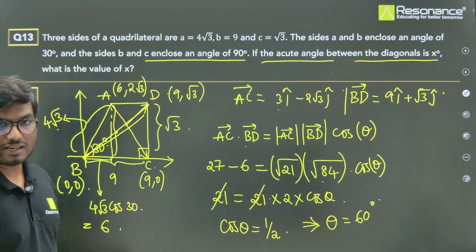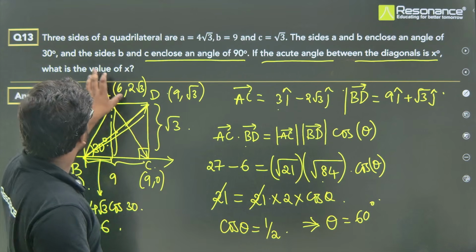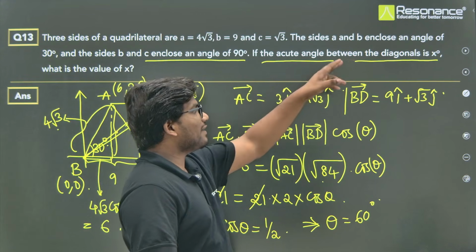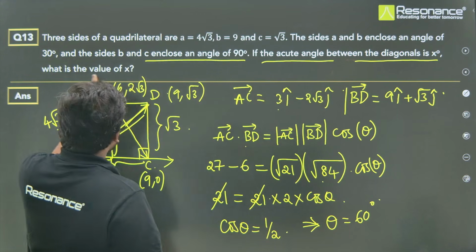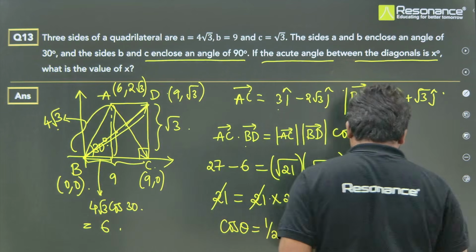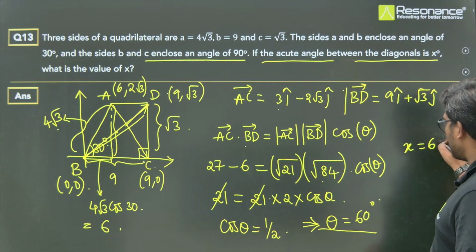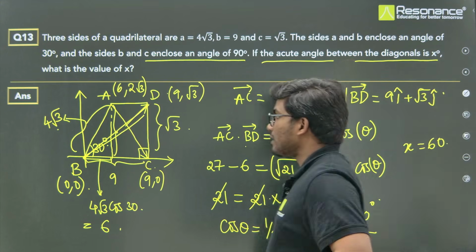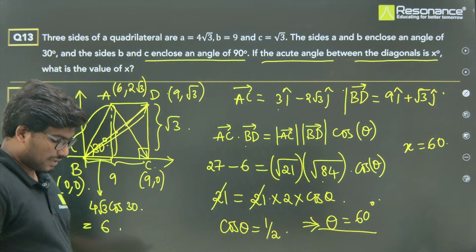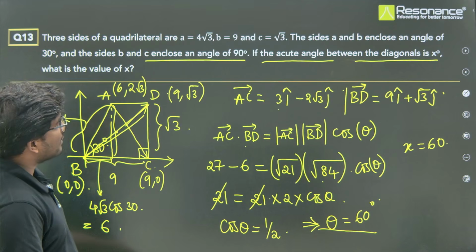Did we arrive at the answer? The acute angle between diagonals is x degrees. What is the value of x? Since theta came out to be 60 degrees, the value of x would be 60. Right? Yes. So let's go to the next question.